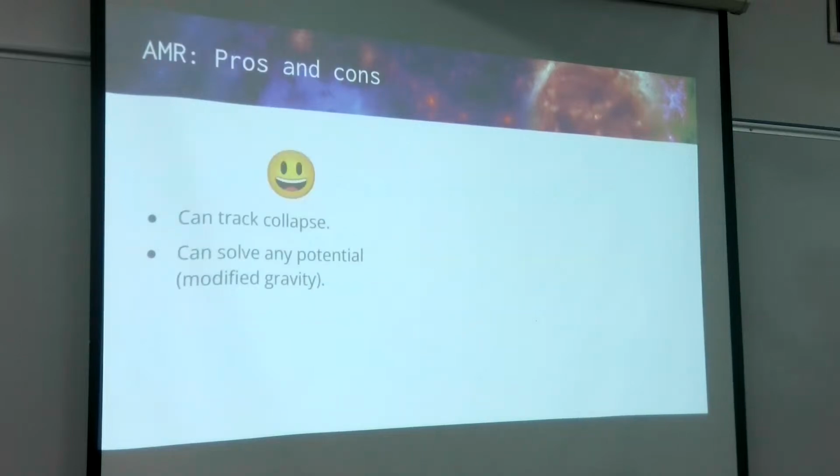Okay, so what are the pros and cons? Well, we can track collapse because we just add grids wherever something is happening. We can solve any potential, any function we like. The problem is it's very complex. You have to write this code to do all of these levels, and it gets very tricky. It's not very fast, and it's also not always very easy to converge rapidly to the solution.